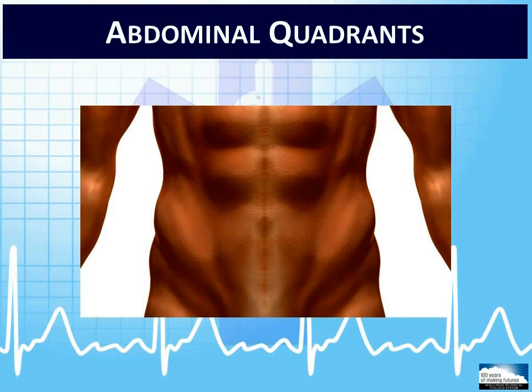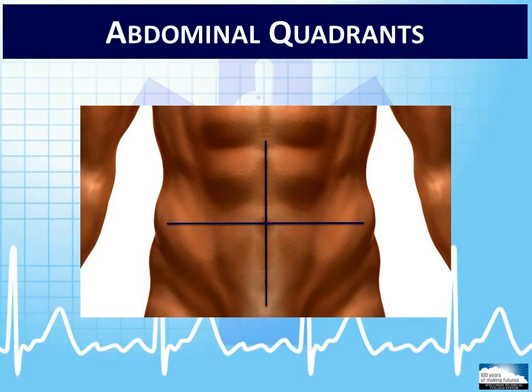When abdominal emergencies are discussed later in this course, it will be important to know the anatomical structures within each quadrant. In discussing a patient's abdomen, we divide the abdomen into quarters or quadrants by imaginary horizontal and vertical lines that intersect at the belly button, navel.